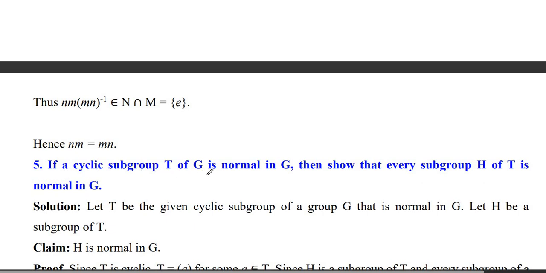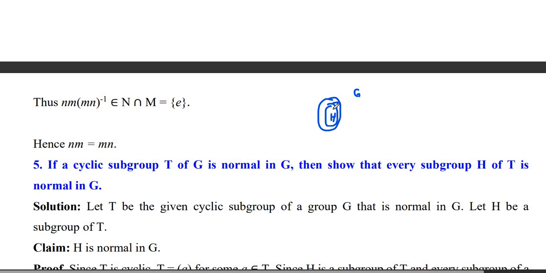Next is: if a cyclic subgroup T of a group G is normal in G, then we have to show that every subgroup H of T is normal in G. So we have G to be the given group, and H is a subgroup of T, which is a subgroup of G. We wish to draw it, something like this: you have G, and in that you have T, and in that you have H.